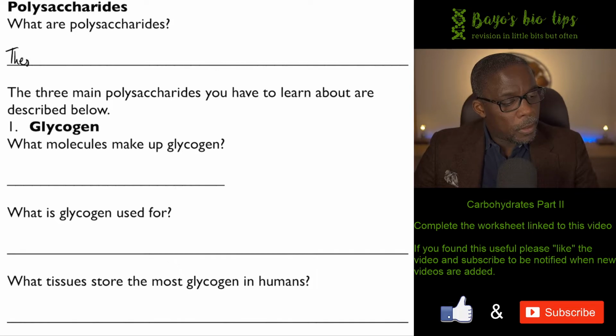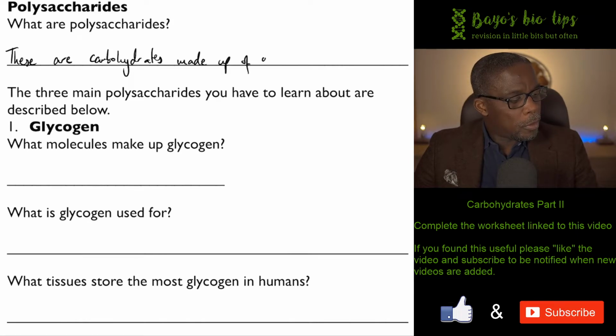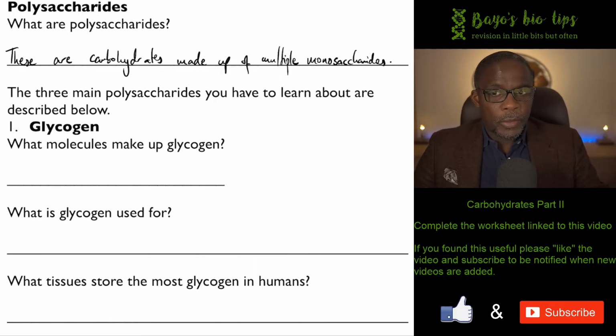These are carbohydrates made up of multiple monosaccharides bonded to each other. So we're going to focus mainly on three polysaccharides. We'll start off with glycogen. So what molecules make up glycogen?